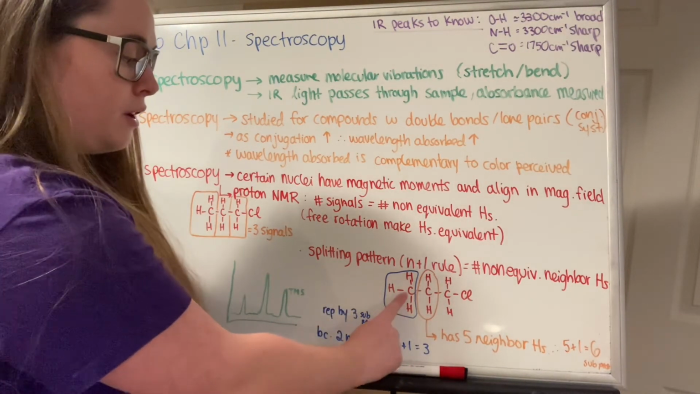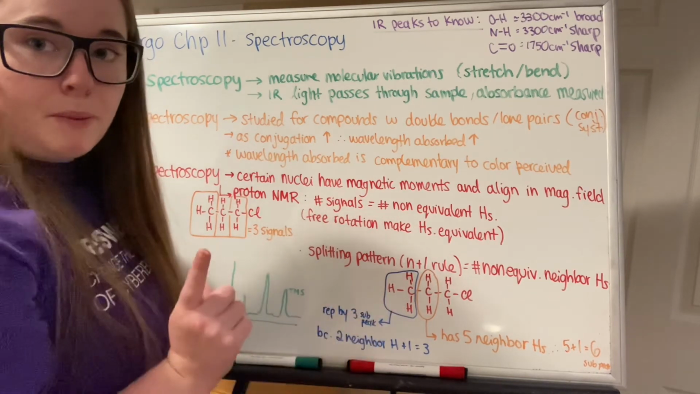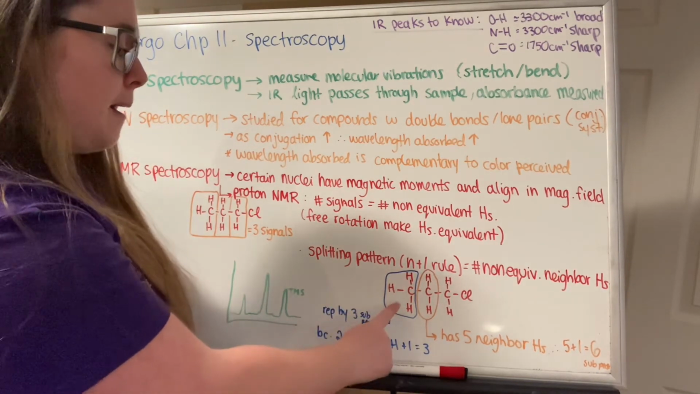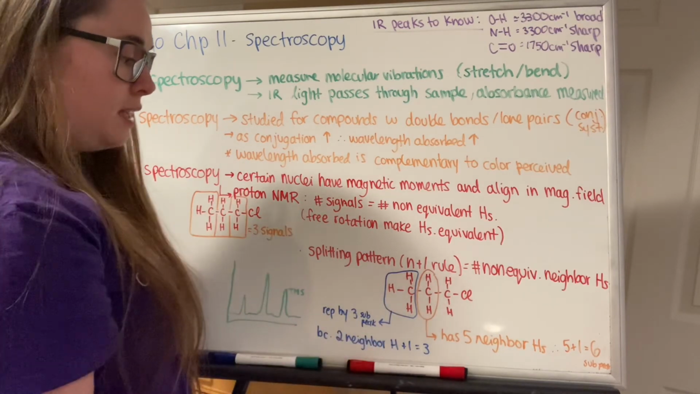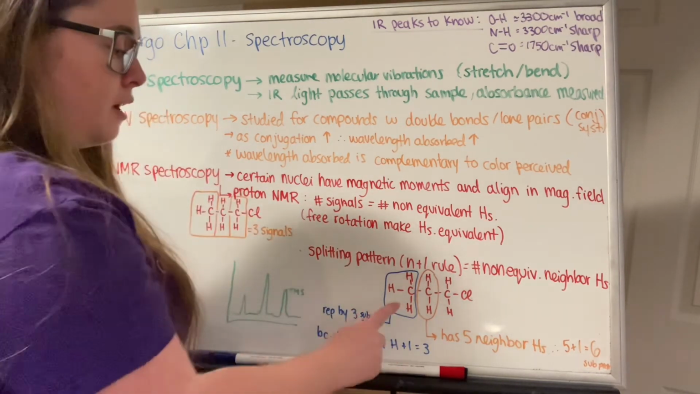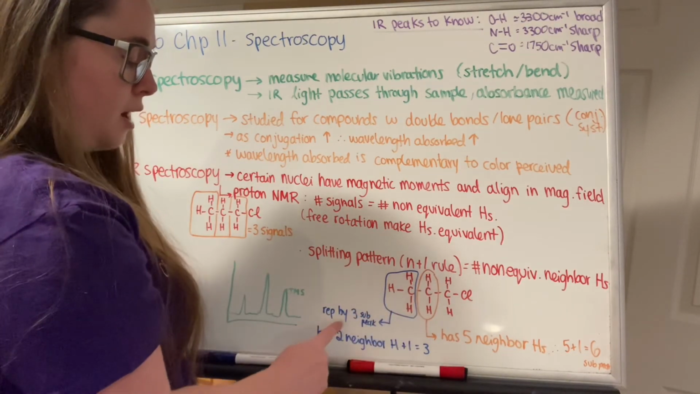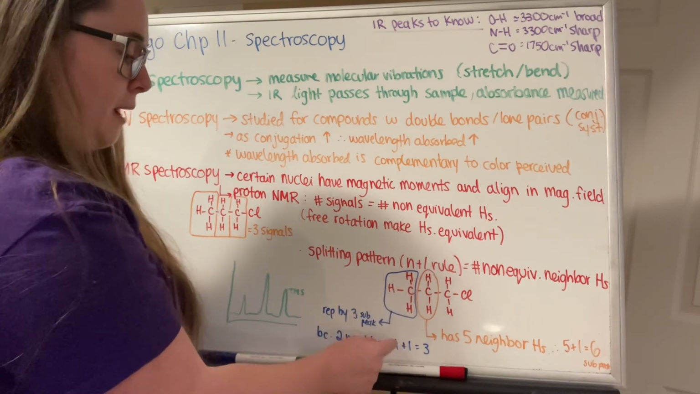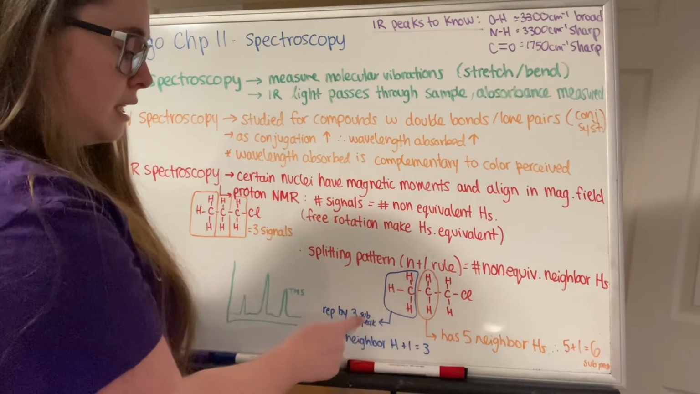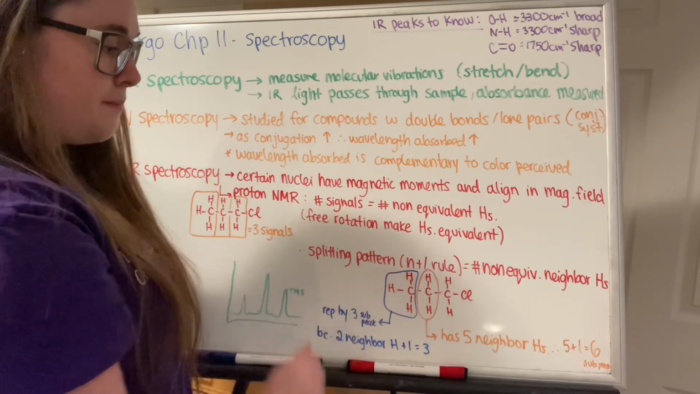So let's look at this second example here. You have a carbon attached to hydrogen, hydrogen, hydrogen, which we agreed would just be one signal. And if we count the number of directly neighboring hydrogens, we would just have 1, 2. So the number of neighboring hydrogens is 2, plus 1, which means you would have 3 sub-peaks for this signal.